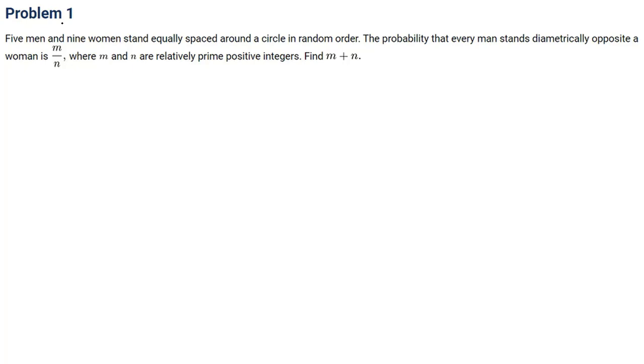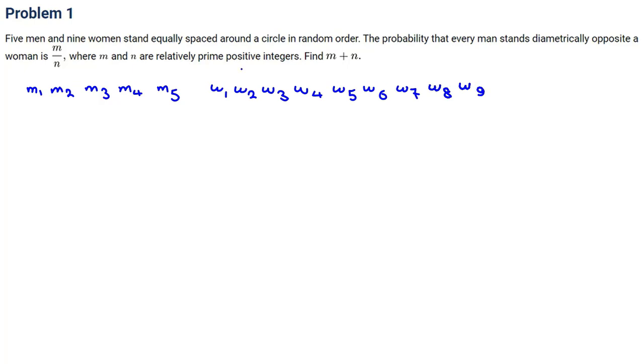It says 5 men and 9 women stand equally spaced around a circle in random order. So let's write first M1, M2, M3, M4, M5, 5 men, and 9 women: W1, W2, W3, W4, W5, W6, W7, W8, W9. The probability that every man stands diametrically opposite a woman is m over n, where m and n are relatively prime positive integers. Find m plus n.